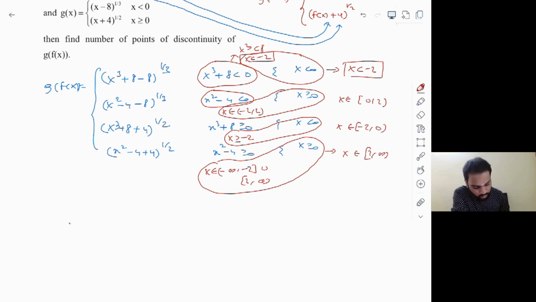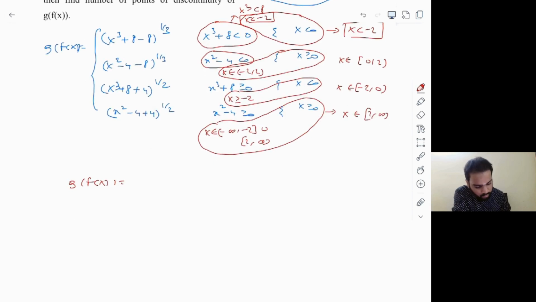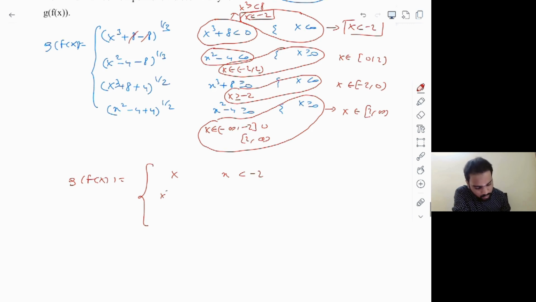And then finally you can write your function g of f of x here, which should be equal to, so what's your case 1? Plus 8 minus 8 gets cancelled. (x cube) to the power of 1/3, which will be x. First interval is x less than minus 2. Second case is (x square minus 12) to the power of 1/3. This is when x belongs to closed 0 to open 2. And then similarly, the third case, (x cube plus 12) to the power of 1/2. This is when x belongs to closed minus 2 to open 0.